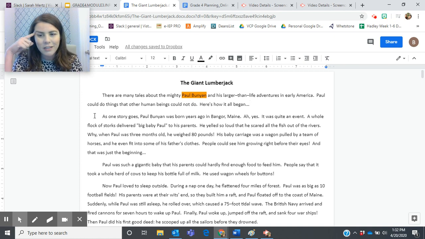Well, I want you to think for a second, if you had a baby that was born 3 months ago, if they would be able to fit into their dad's clothing. No way. That means this kid, Paul Bunyan, was super big.